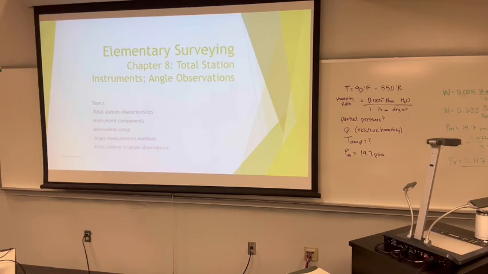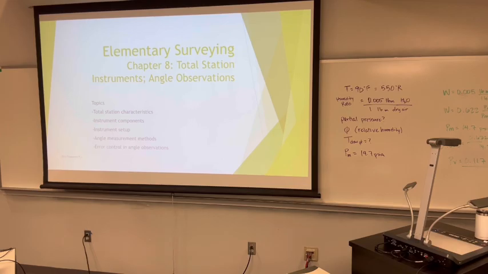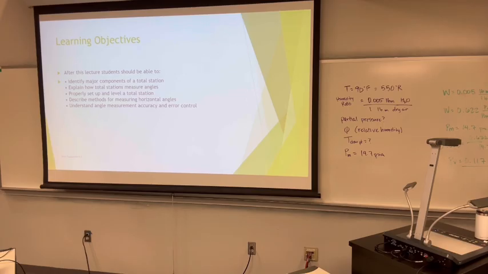So the topics included this: total station characteristics, instrument components, instrument setup, angle measurement methods, error control, and angle observations. Hopefully, after this lecture, you should be able to identify major components of a total station, explain how total stations measure angles, properly set up and level a total station. We'll actually get into that in the lab. And describe methods for measuring horizontal angles, understand angle measurement accuracy, and error control.